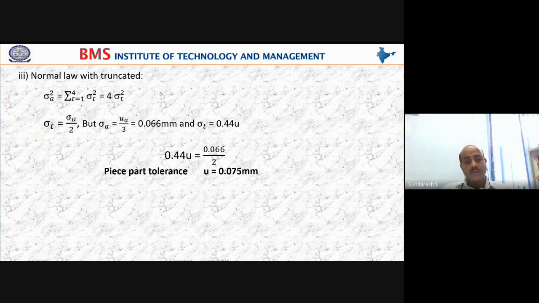Normal law with truncated: sigma a square is equal to sigma t whole square, which is equal to 4 times sigma t square. So this is summation.